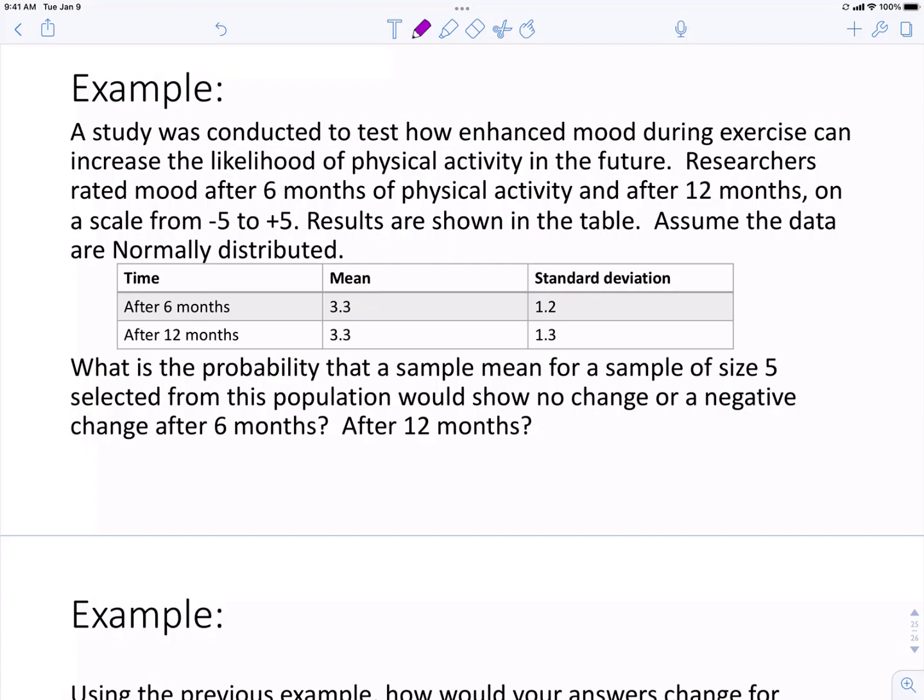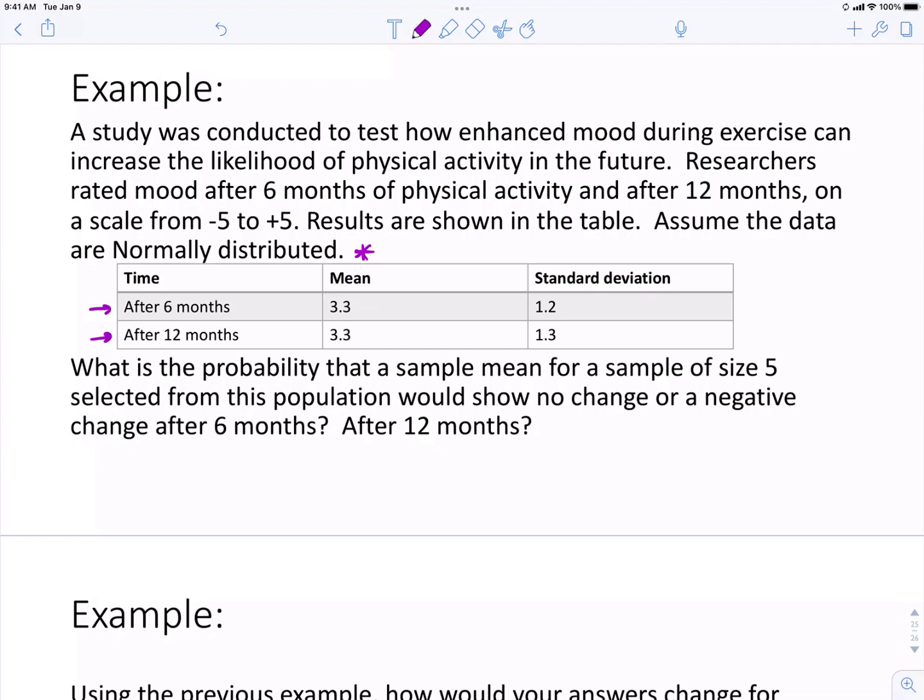The study was conducted to test how enhanced mood during exercise can increase the likelihood of physical activity in the future. So researchers rated mood after 6 months of physical activity, so that's shown in this part of the table, and then again after 12 months. And it was rated on a scale of -5 to +5. Assume that the data are normally distributed.